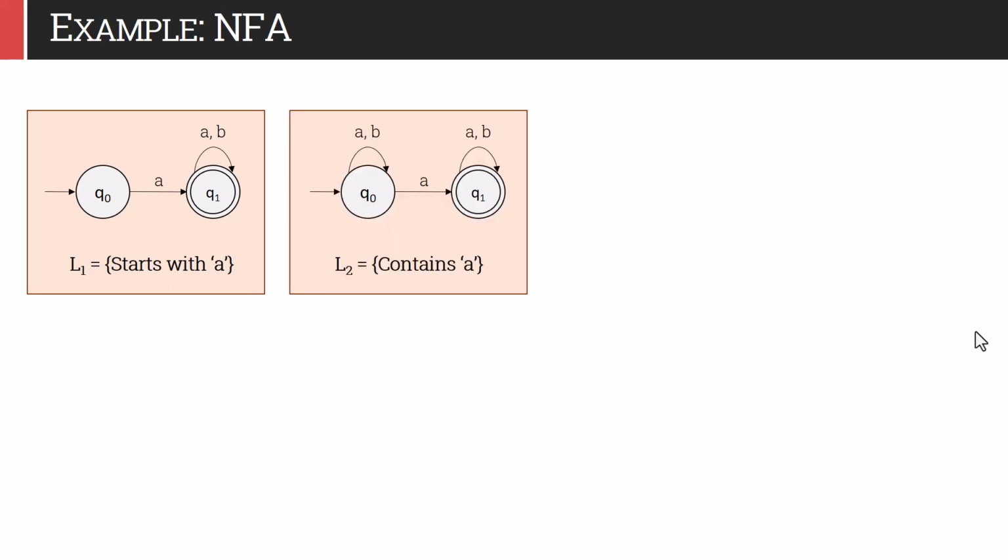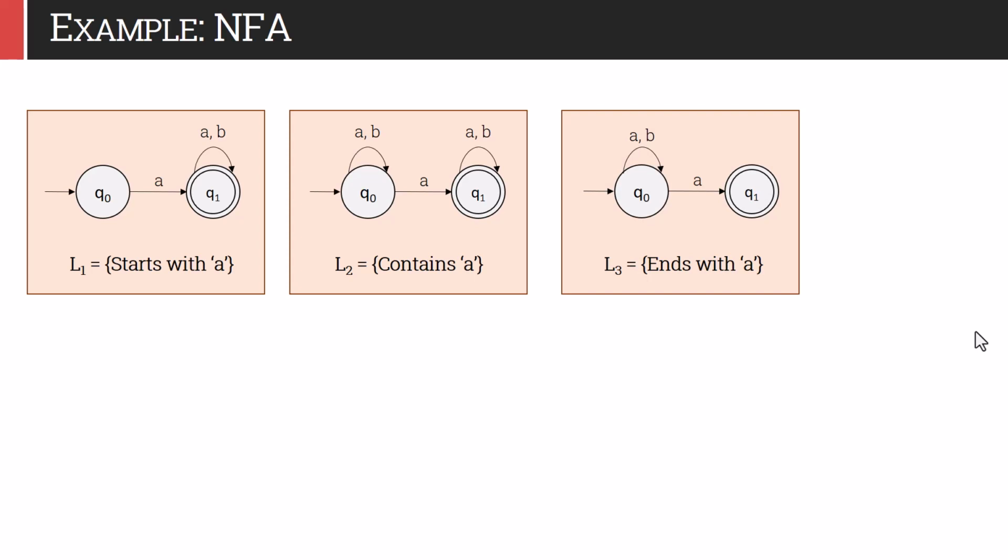L2 is the set of all the strings which contain A. So before A we can read anything, and after A we can read anything. From Q0 we can have an arc of A, B, then we must read at least one A to go to Q1, and after reading that A we can have any combination of A and B, so we put an arc on Q1.